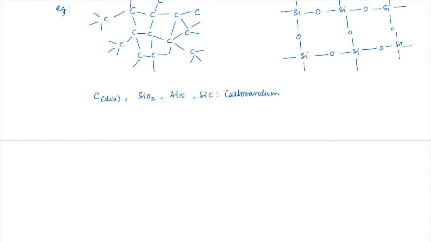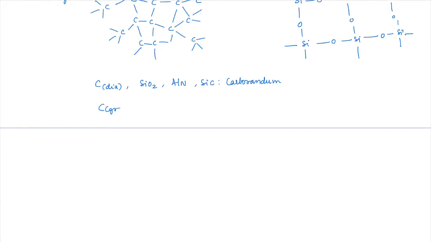And these are a few examples of network solids. Graphite is a mixture of both: graphite is a mixture of network plus molecular solid. So it would have a network on layers and molecular on the second layer, got it? So that way it is being distributed.